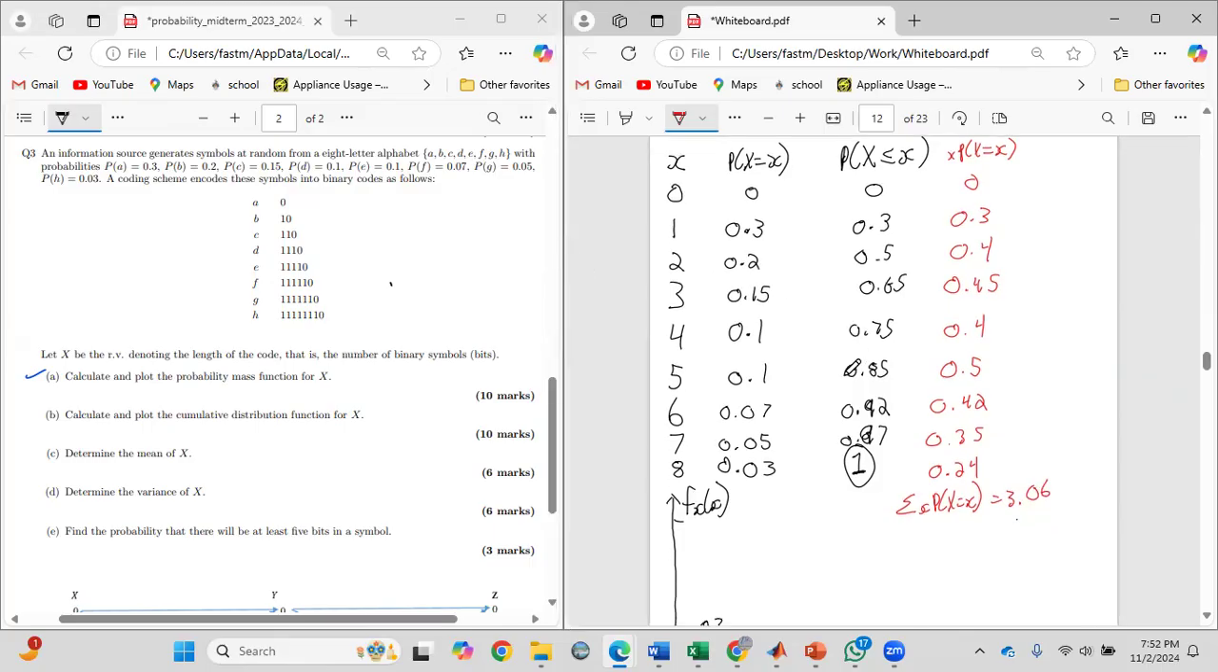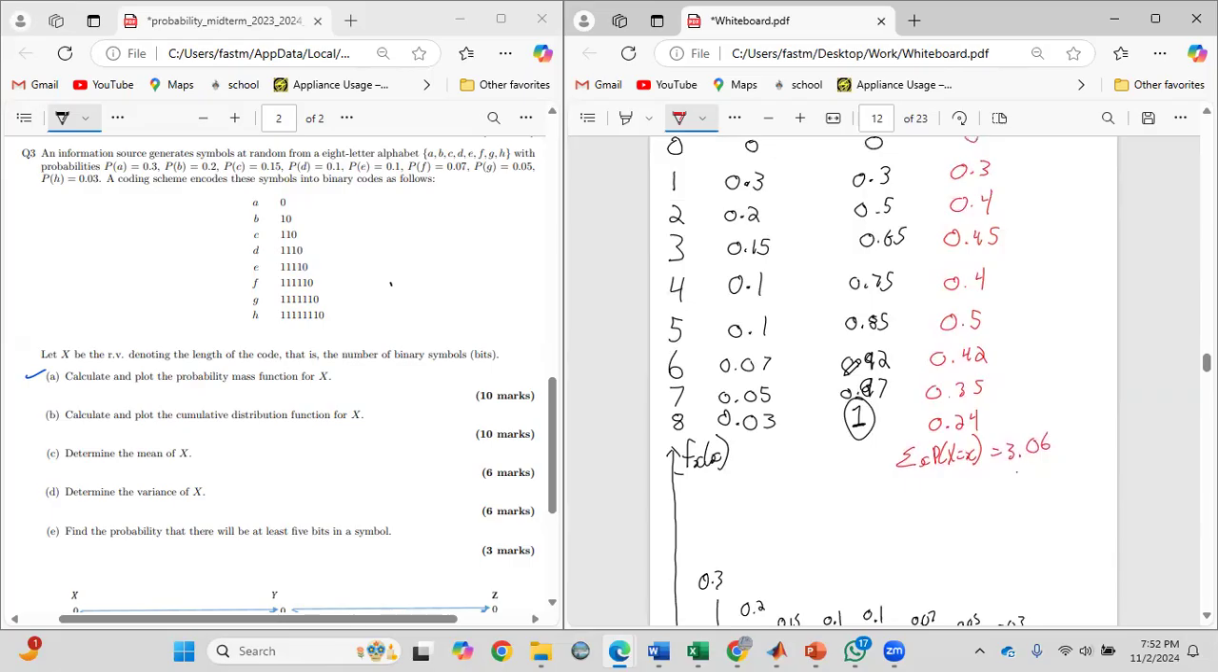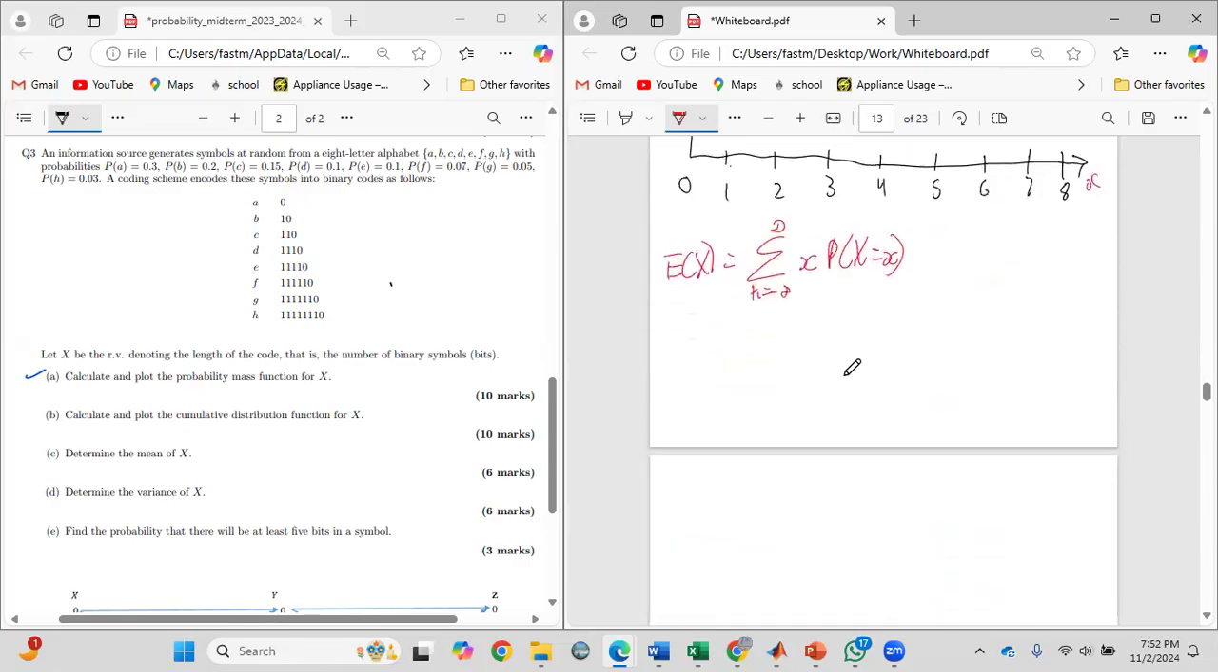Okay, and then what else do we want? That was the mean, so we got 3.06. My apologies. And then the second to last one, the variance of x. That's the expectation of x squared, subtract the expectation of x, all squared. So the only thing we don't have here is this one here.